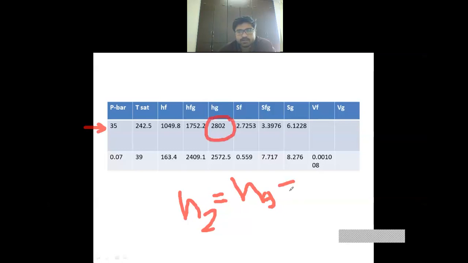So what is Hg at boiler pressure? You can see that it is 2802. Clear? The unit is not written here, but it is kilojoule per kg. So this is basically H2.